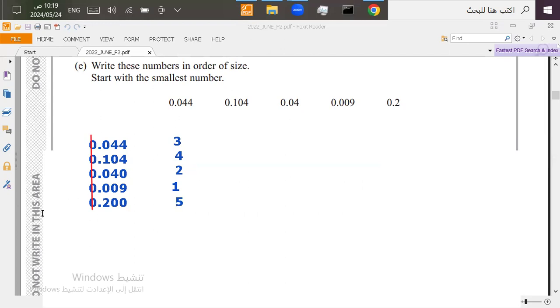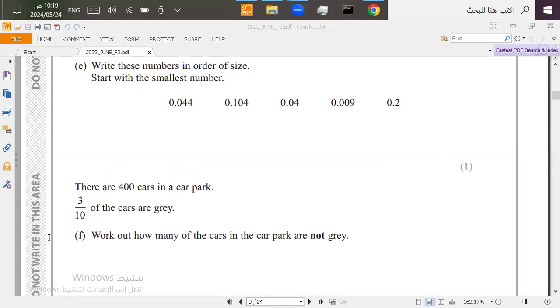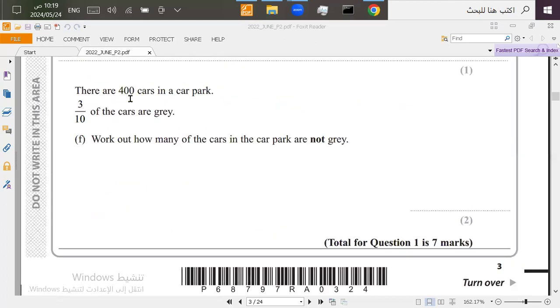Now, let's move on to the next question. There are 400 cars in a car park. 3 out of 10 of the cars are gray. Work out how many of the cars in the car park are not gray. So 3 out of 10 are gray, and there are 400 cars. So I'm going to multiply this fraction by 400 and find out how many cars are gray. I'm going to take 3 over 10, which is 0.3, multiply it by 400, and I'll get the number of the gray cars.